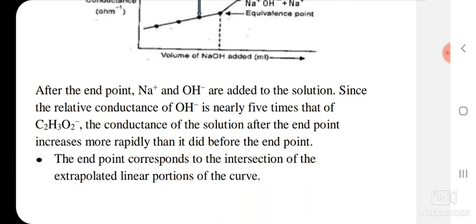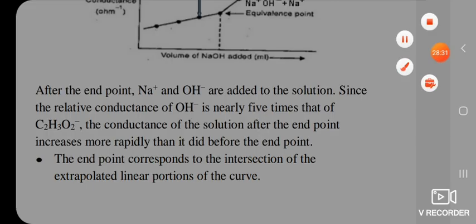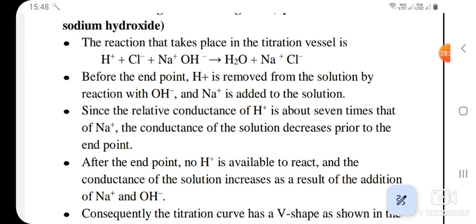After the end point, Na+ and OH- are added to the solution. Since the relative conductance of OH- is nearly 5 times that of C2H3O2-, the conductance of the solution after the end point increases more rapidly than it did before the end point. The endpoint corresponds to the intersection of the extrapolated linear portions of the curve.